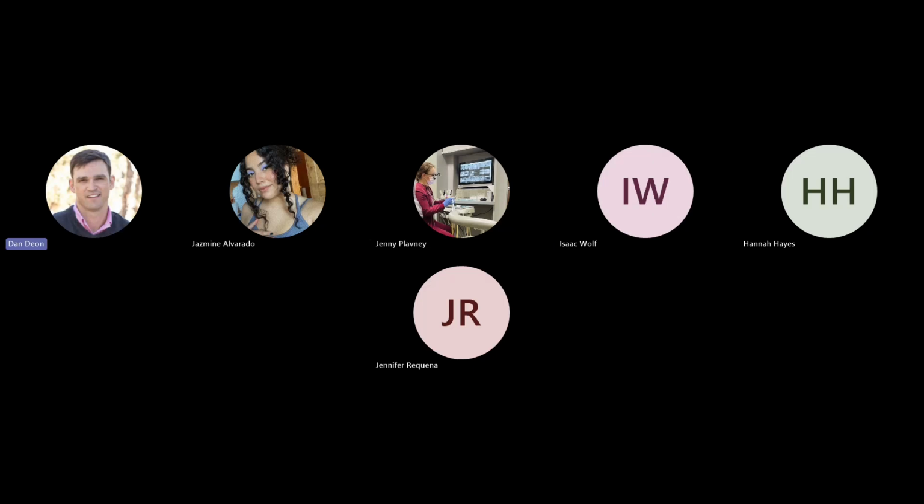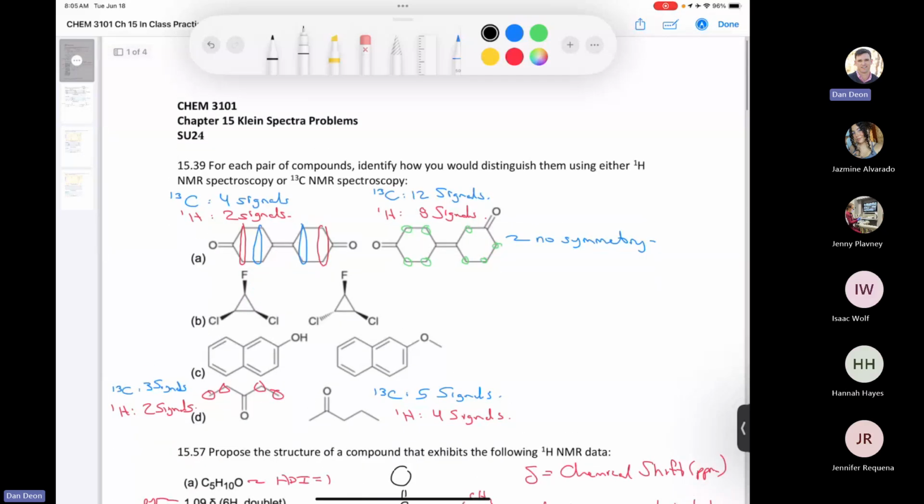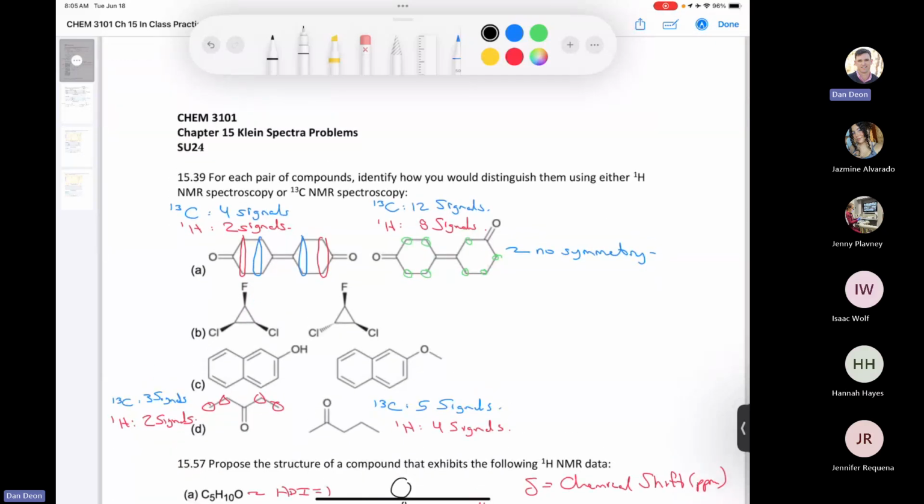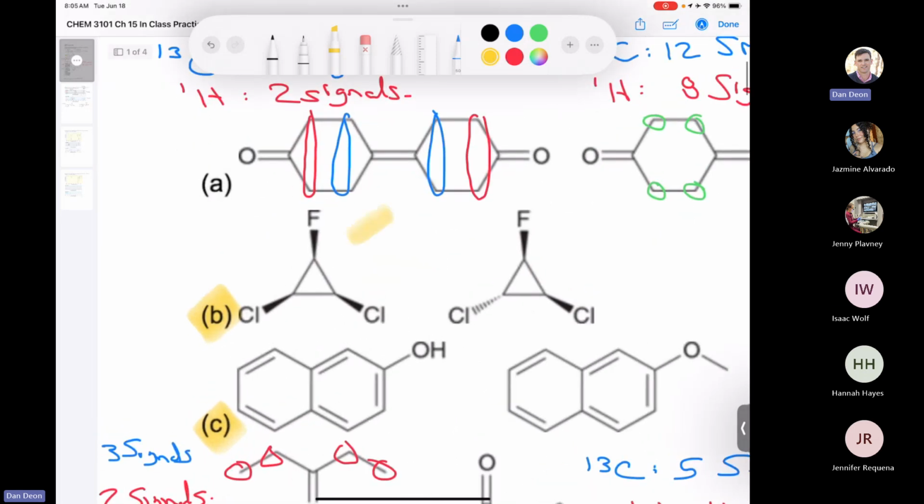All right, Chemistry 3101. We left off looking at these questions, and we didn't solve question 15.39 B and C. We left those ones out yesterday, so let's take a quick look at them. It says for each pair of compounds, identify how you would distinguish them using either proton NMR spectroscopy or carbon 13 NMR spectroscopy.